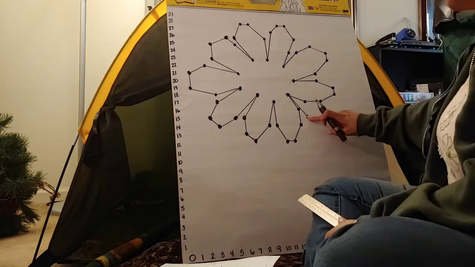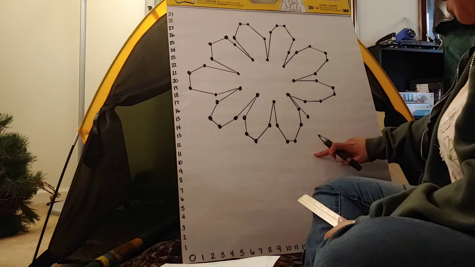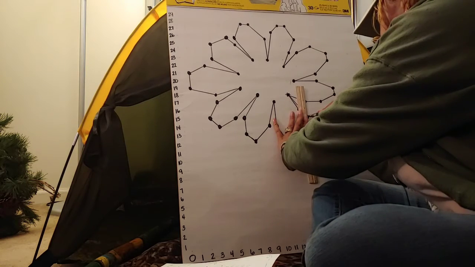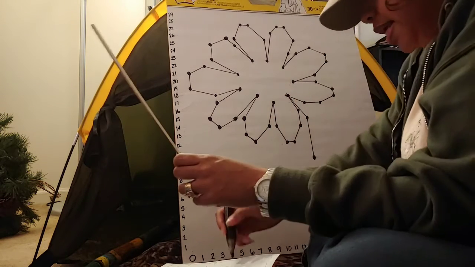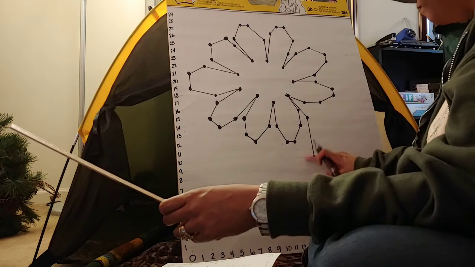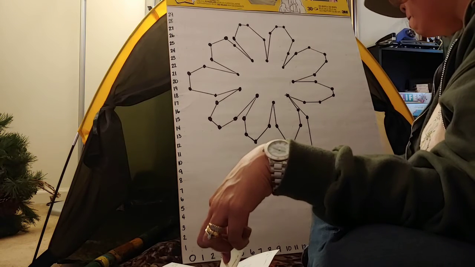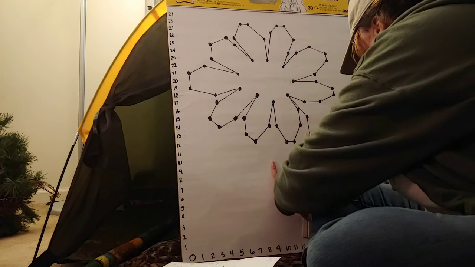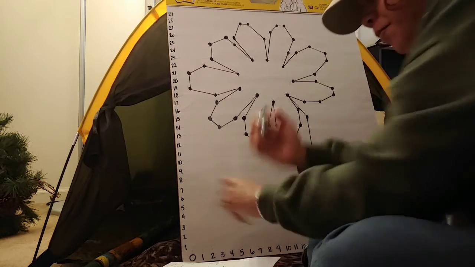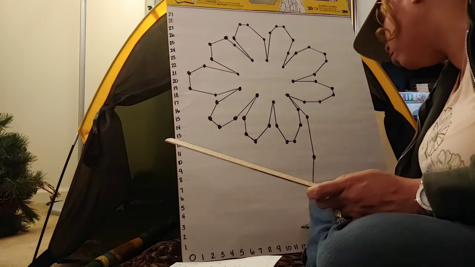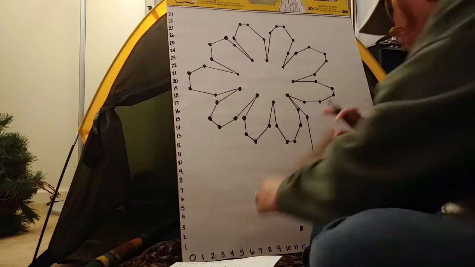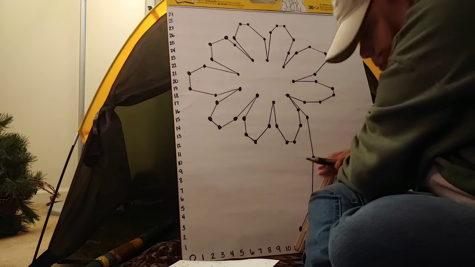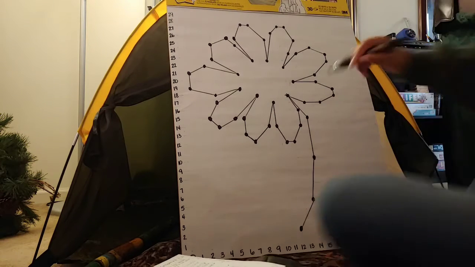Then 15, 10. We're already at 15, so I need to go down 5 to get to 10. Then 14, 5. 12, 2. And then 11, 1.